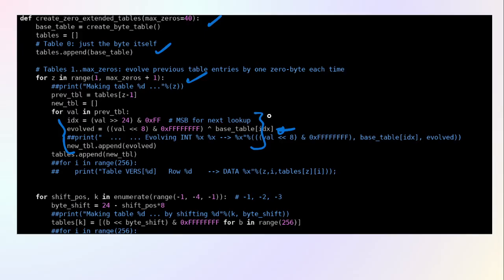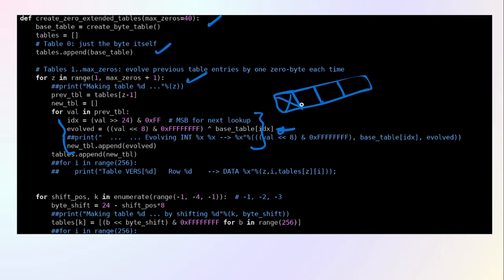So now think of it, this is like evolving a CRC, and I'll show you quickly how the CRC evolves when you pass in, let's say, some number of zeros. Let's say 8 bits of zeros.